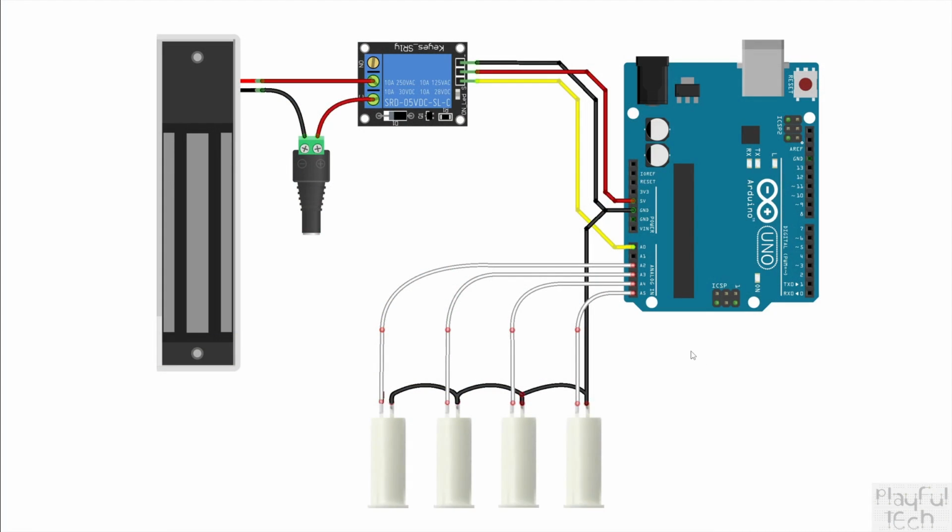And here's just an illustration of that same wiring. So I've got my magnetic sensors going to my input pins here, and then the signal line going to control the relay module here, which switches a 12-volt DC power source between the common and normally closed inputs to control this maglock.